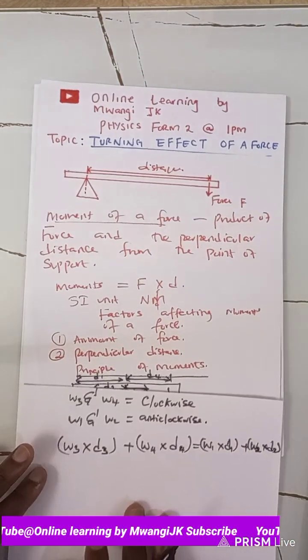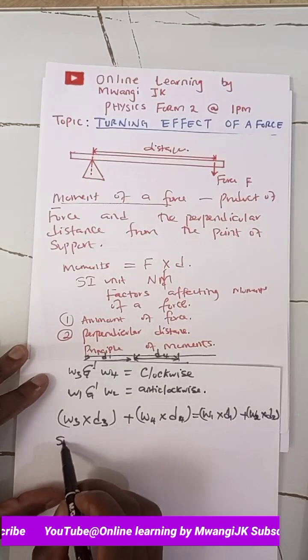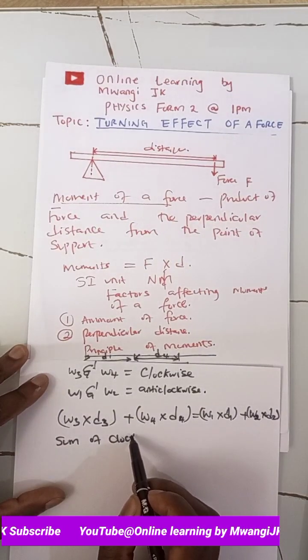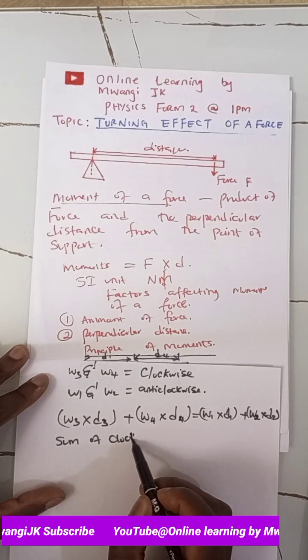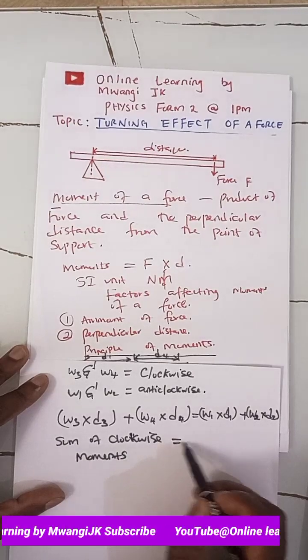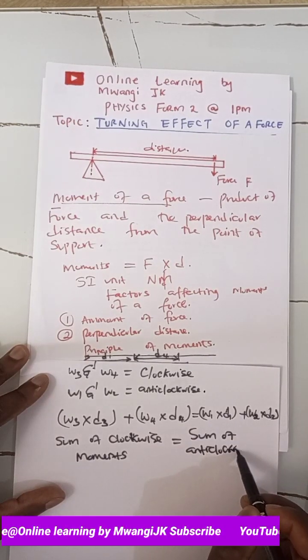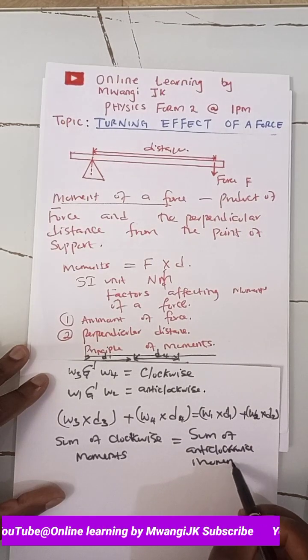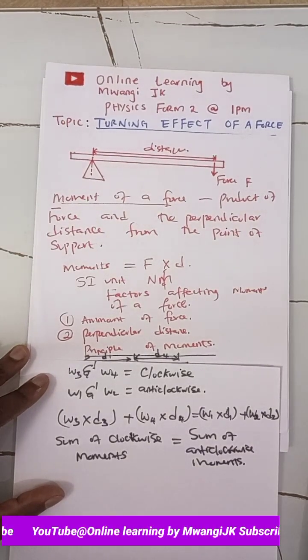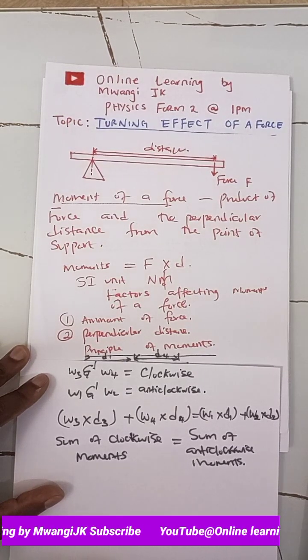So in short, what we get is that the sum of clockwise moments is equal to the sum of anticlockwise moments. So the sum of clockwise moments is equal to the sum of anticlockwise moments, and this is what we call the moment, or the moment of a force.